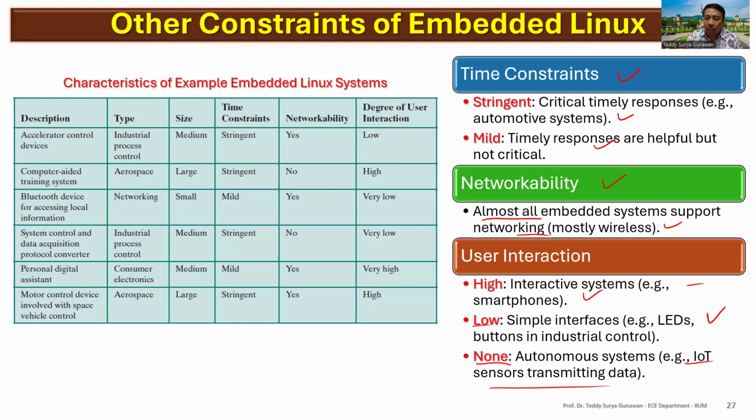You can see here the table of characteristics and examples of embedded Linux systems. It shows the type, the descriptions, the size, the time constraint, networkability, and degree of user interaction. So you can see the examples from this table.